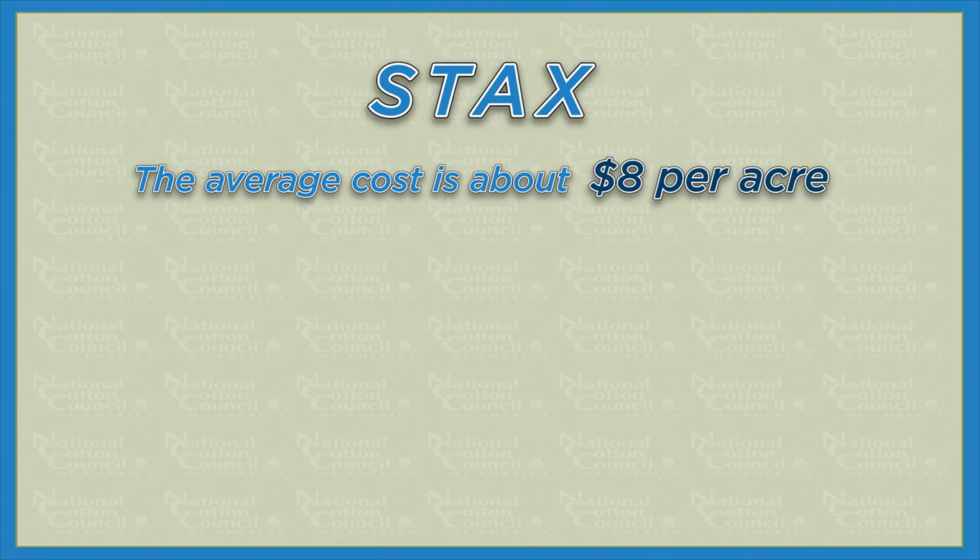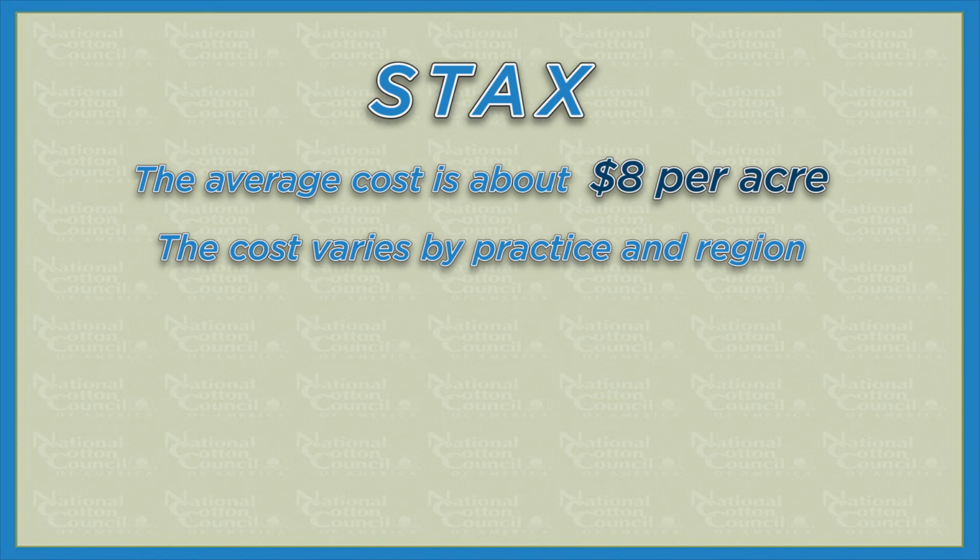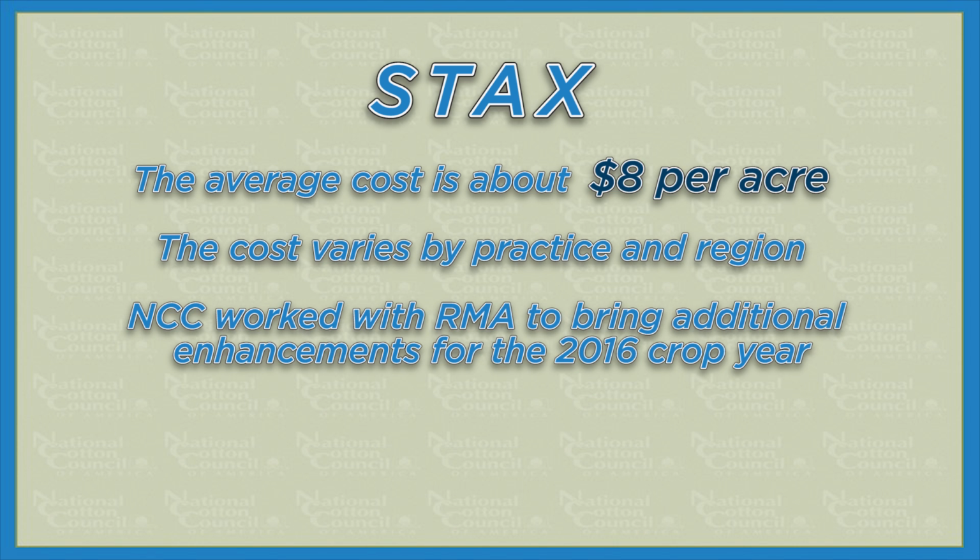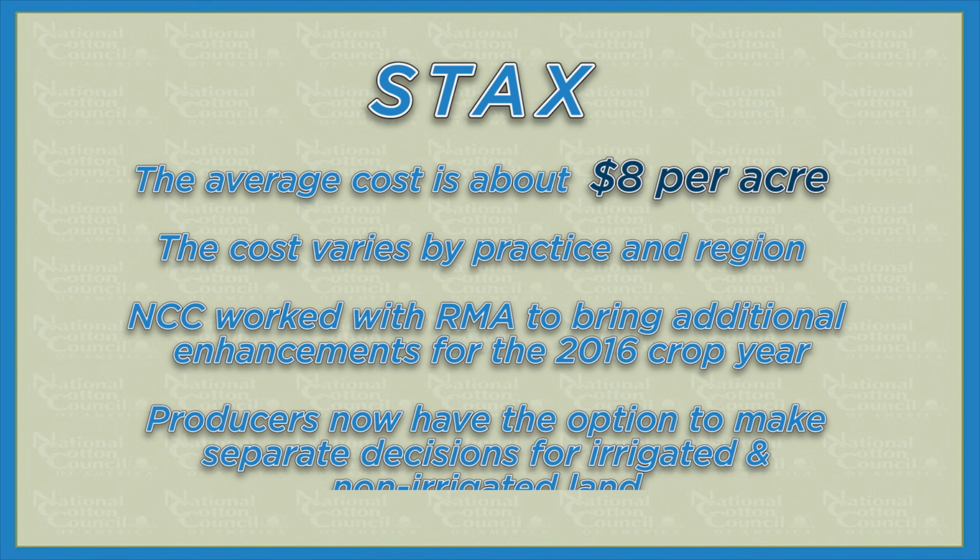The average cost of STAX is about $8 per acre. The cost varies by practice and region. The National Cotton Council worked with RMA to bring some additional enhancements to STAX for the 2016 crop year. Producers now have the option to make separate STAX decisions for irrigated and non-irrigated land. For example, a producer may only want STAX on non-irrigated land. The producer would purchase a STAX policy on non-irrigated cotton, maybe a 90 to 70% policy, and would get a 70 to 70% policy on irrigated, which is a zero coverage policy with no premium.